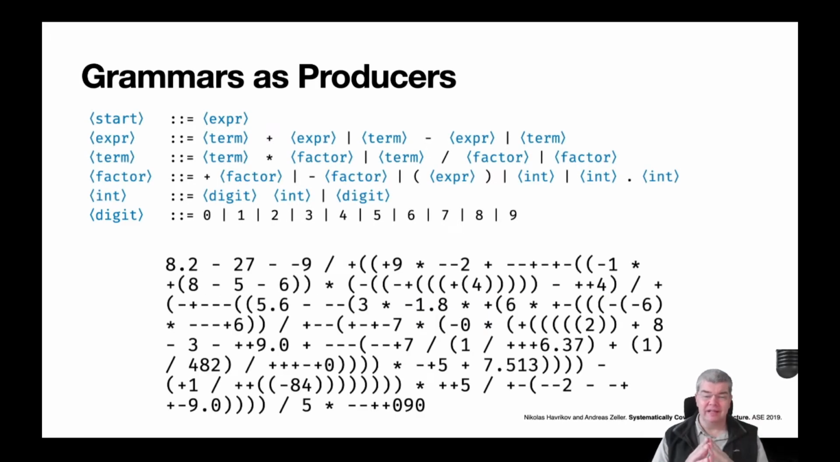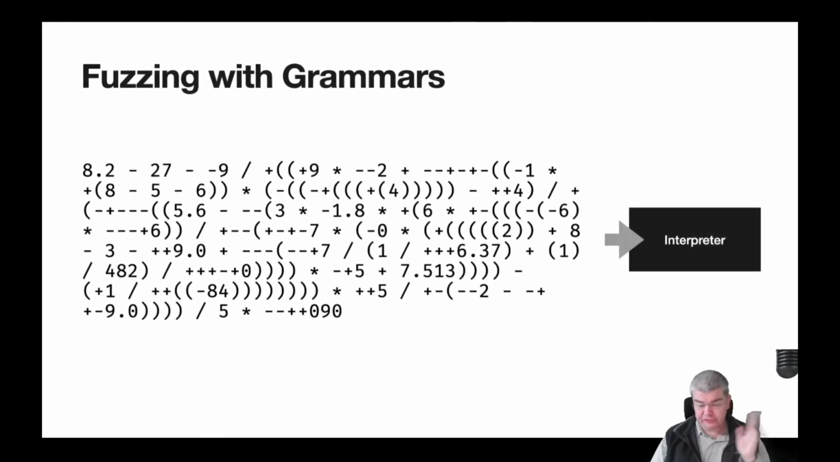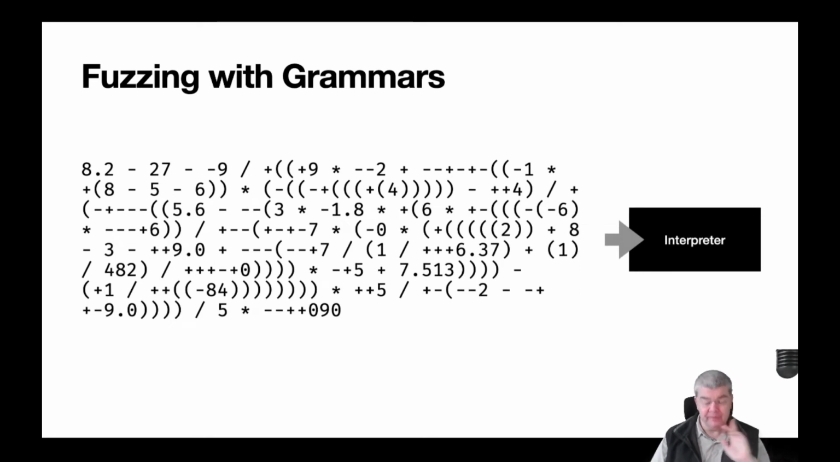And this is how we can get this super complex arithmetic expression as we have seen from the very beginning, simply by applying one expansion rule after another. And this is what we can feed into our interpreter. And since this is syntactically valid, we now have a chance to actually cover the entire code of our interpreter and actually also find bugs in it.